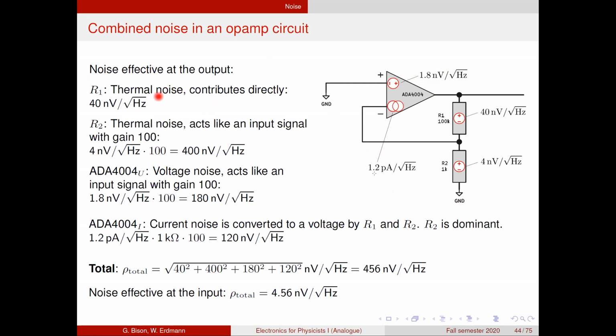And the first thing we are looking at is R1. So this resistor here has 100 kilo ohms, and we have already seen that this is 40 nanovolts per root hertz. Now, if the voltage level here goes up and down by 40 nanovolts per root hertz, the amplifier will do whatever necessary to keep its output at the level where it wants it to be. So it will compensate for that. So if this goes down, this has to go up. And so we get a direct copy of this noise onto our output signal.